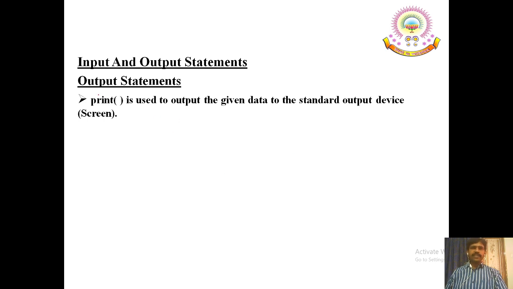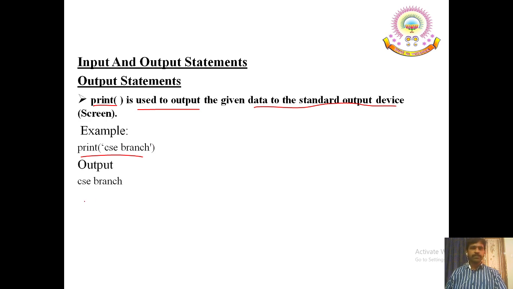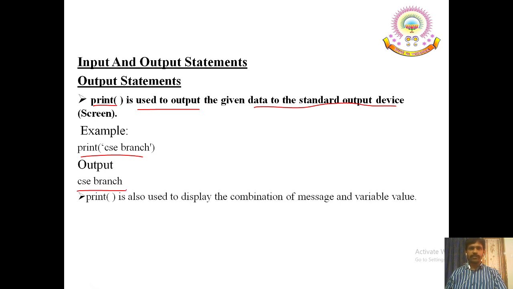Whereas for the output statements, print is used to output the given data to the standard output device. We have already seen this print statement in our previous example. Print 'CSV branch' enclosed in single quotes can be displayed on the screen. So CSV branch is a string displayed on the screen.